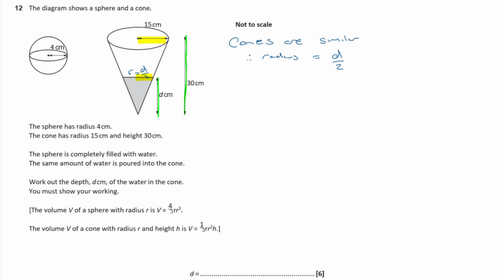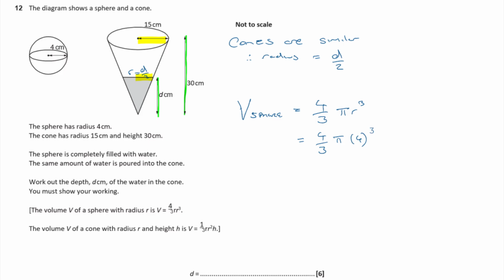So we can then work out the volume of the cone. That's going to come in useful later on, but first I think we're going to need to work out the volume of water that we've got to start with. What is the volume of the sphere? That is going to be 4/3 pi r cubed. Subbing in what we know, the radius is 4. I'm just going to leave it in terms of pi for now.